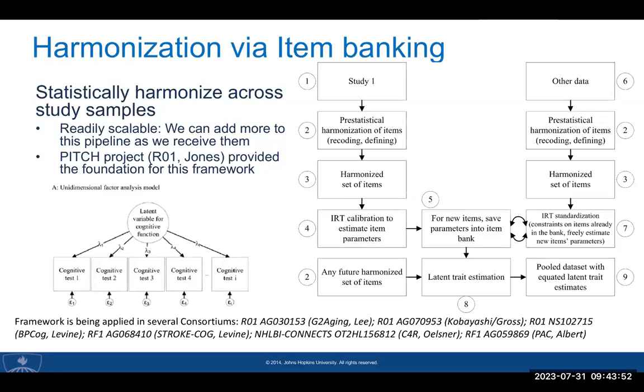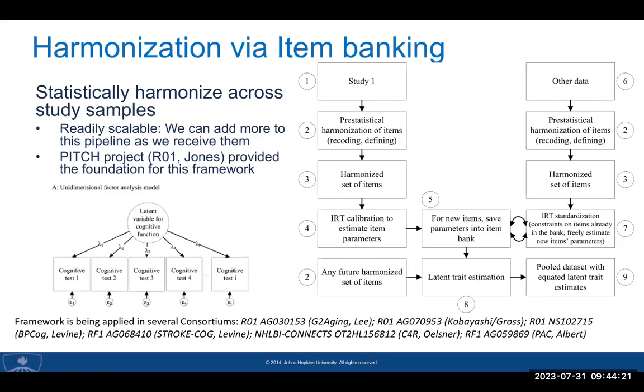I realize that we're running a little short on time, but broadly, this involves starting with a first study. For example, the HRS's HCAP study, doing your pre-statistical harmonization that I totally glossed over earlier. And then at the end of the day, you end up with a harmonized set of test items, between 30 and 48 test items for that study.